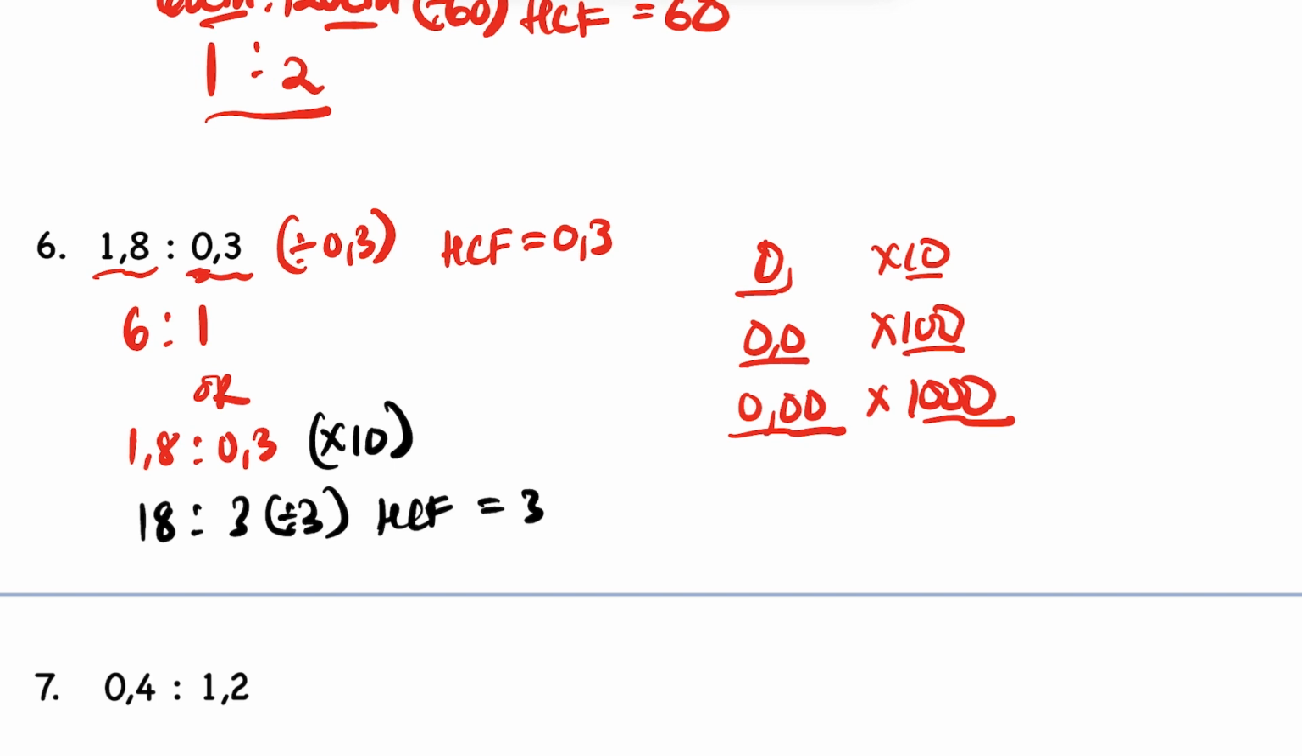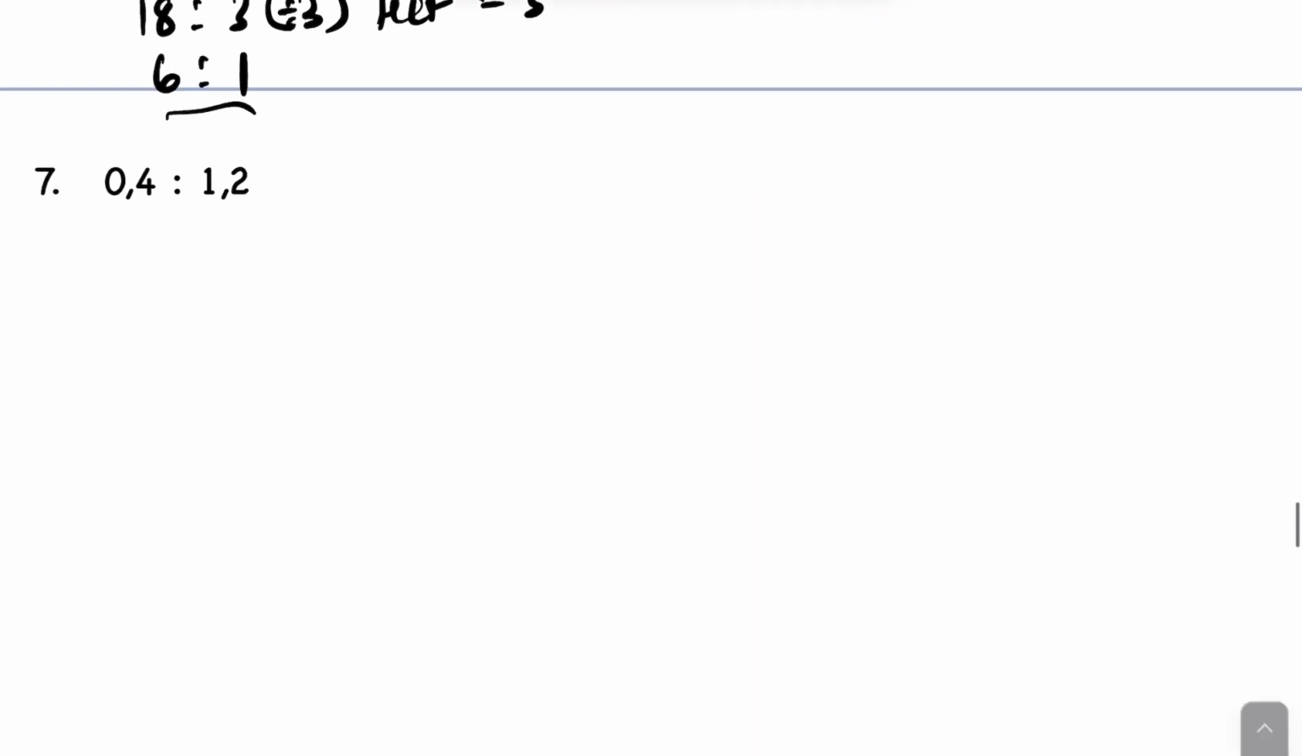Right? 18 divided by 3 is what? 6. And then 3 divided by 3 it's 1. Do you see? You get the same answer as that one, but in a different way. Now let's look at this ratio now.